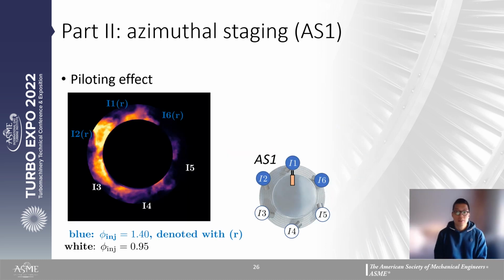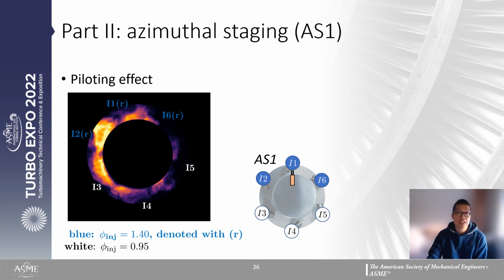One reason why the placement of stage injectors is important may be attributed to the piloting effect present in this current novel injector configuration. So over here is a video which illustrates the piloting effect and how an injector may help to ignite, or in this case, reignite the subsequent injectors. Here, we have injectors 1, 2, and 6, which are rich and denoted in blue with the letter R, while injectors 3, 4, and 5 are lean and denoted in white.